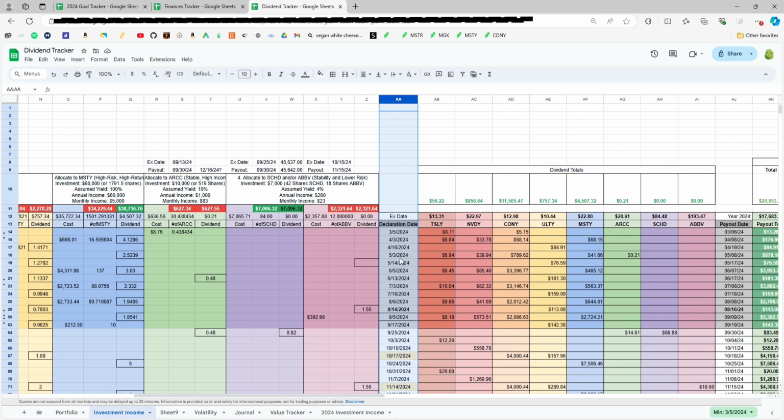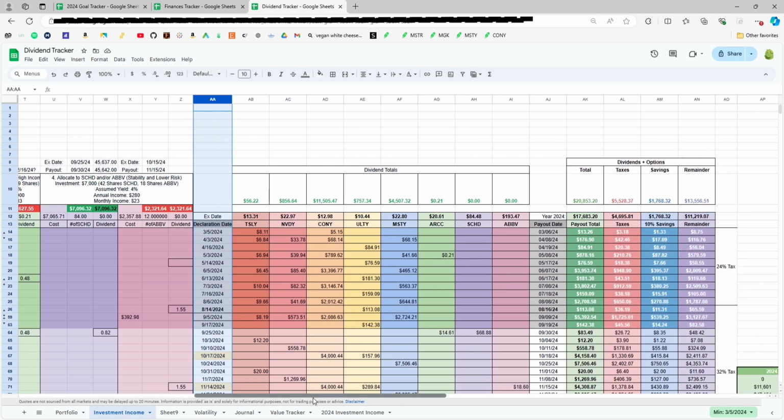I had made this declaration date because YieldMax had combined their X date and payout date. So now they've broken it back out because they've changed their payment schedule. So this column is going forward going to be the X date. And then over here I have the payout date.